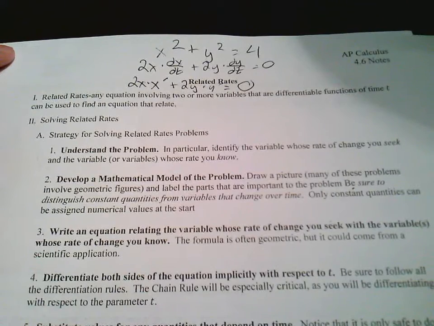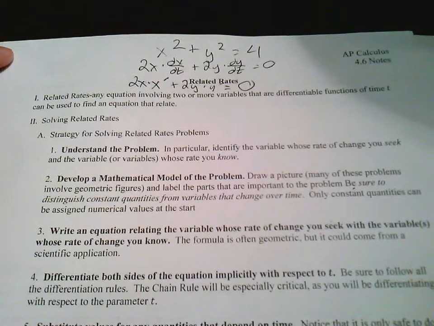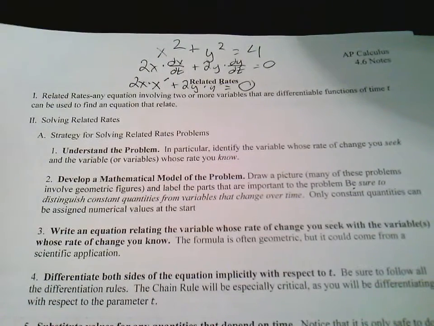Be sure to distinguish constant quantities from variables that change over time. So you will see an example of this: if it says the radius is 4, but the radius isn't changing, you can assume that r is 4. It's not going to be changing over time. It depends on the question it's looking for, but that would be an example.